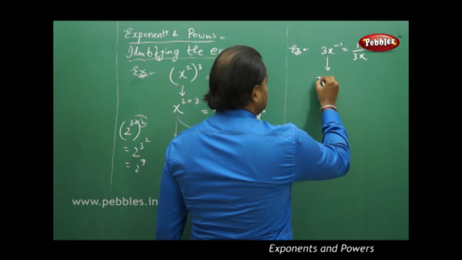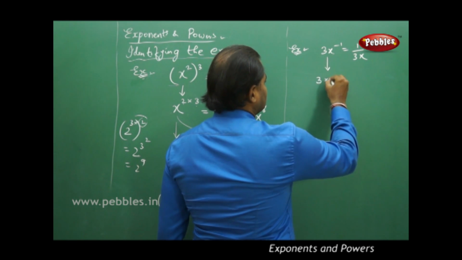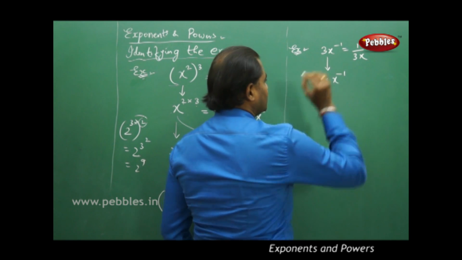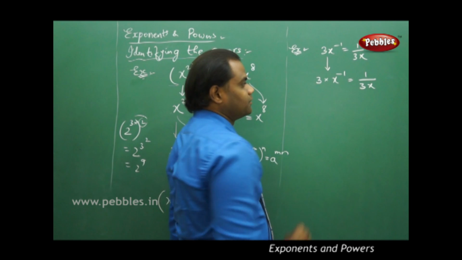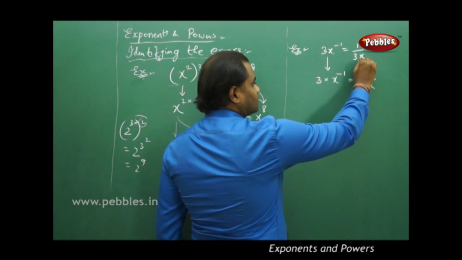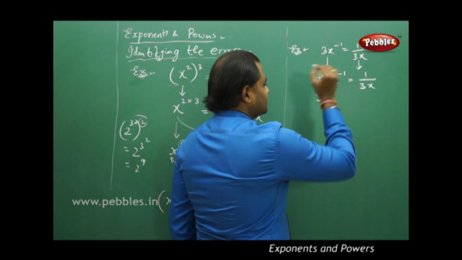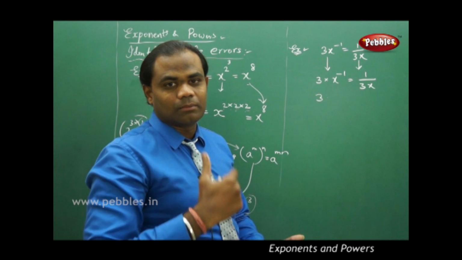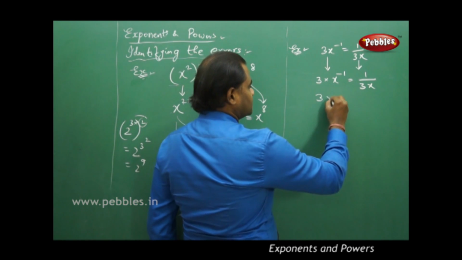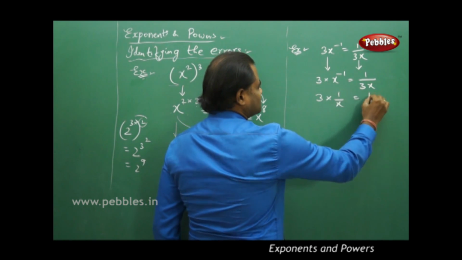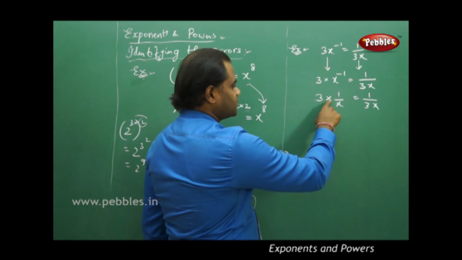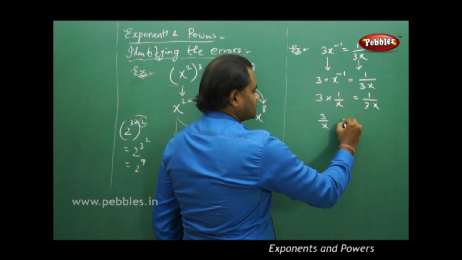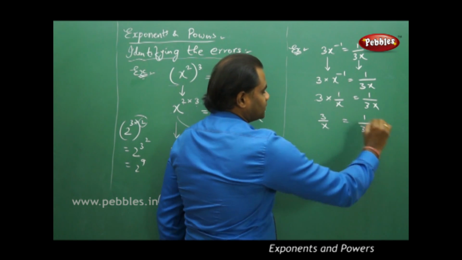So when I take the left hand side, this is clearly understood as 3 times x inverse. This is understood as 1 by 3x directly. Now here x inverse is nothing but 1 by x. So therefore I get this as 3 times 1 by x is 1 by 3x. Now this on multiplication gives 3 times 1 is 3 by x is equal to 1 by 3x.